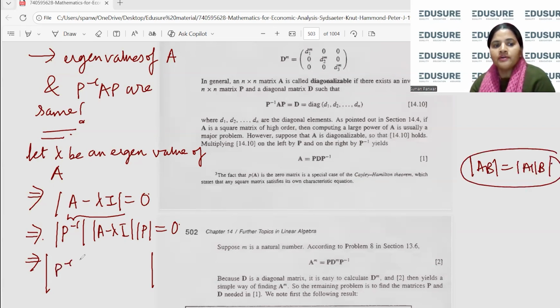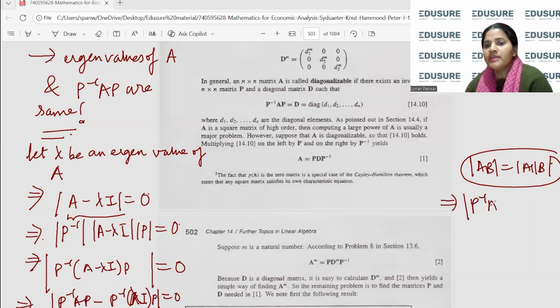So I have determinant of P inverse (A minus lambda I) P is 0. Remember that order of multiplication of matrices is very important. So this implies P inverse AP minus P inverse (lambda I) P is equal to 0. This implies the determinant of P inverse AP minus lambda I is equal to 0, because lambda is a constant. If you look at P inverse lambda IP, lambda can be taken out.